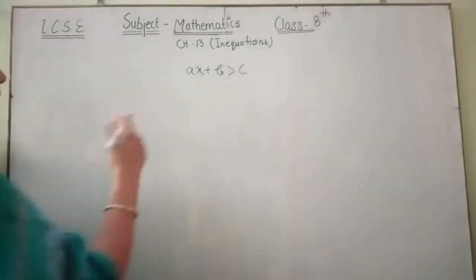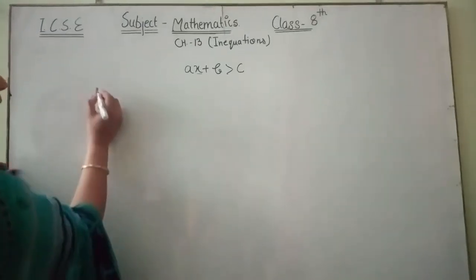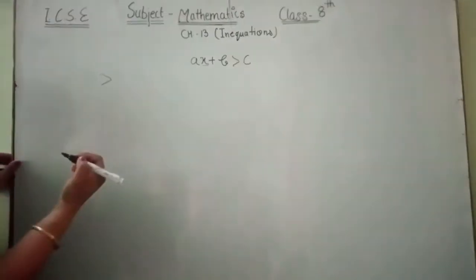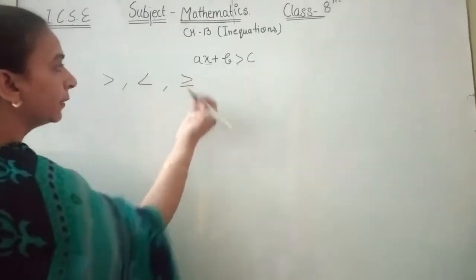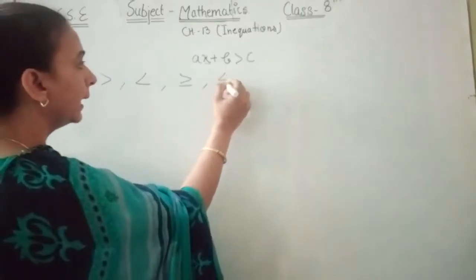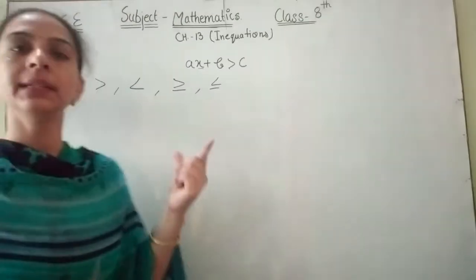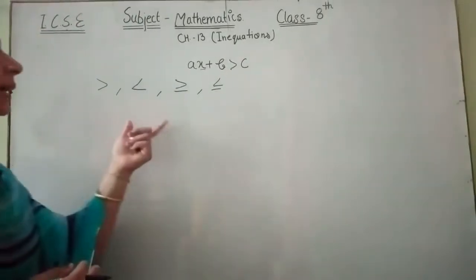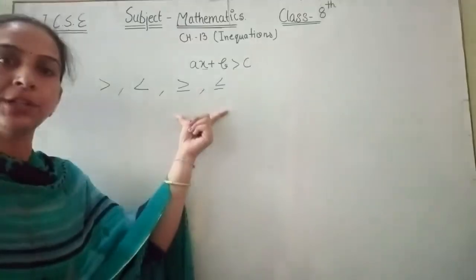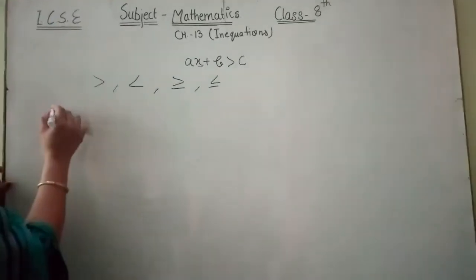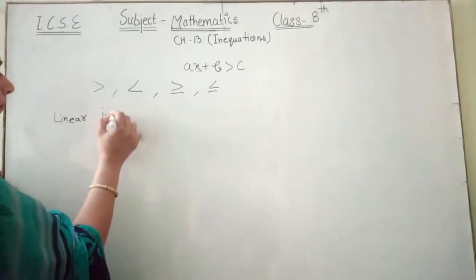Students, inequality means not equal. There are four signs: greater than, less than, greater than or equal to, and less than or equal to. If any statement contains any one of these signs, then this is an inequation. And what is a linear inequation?